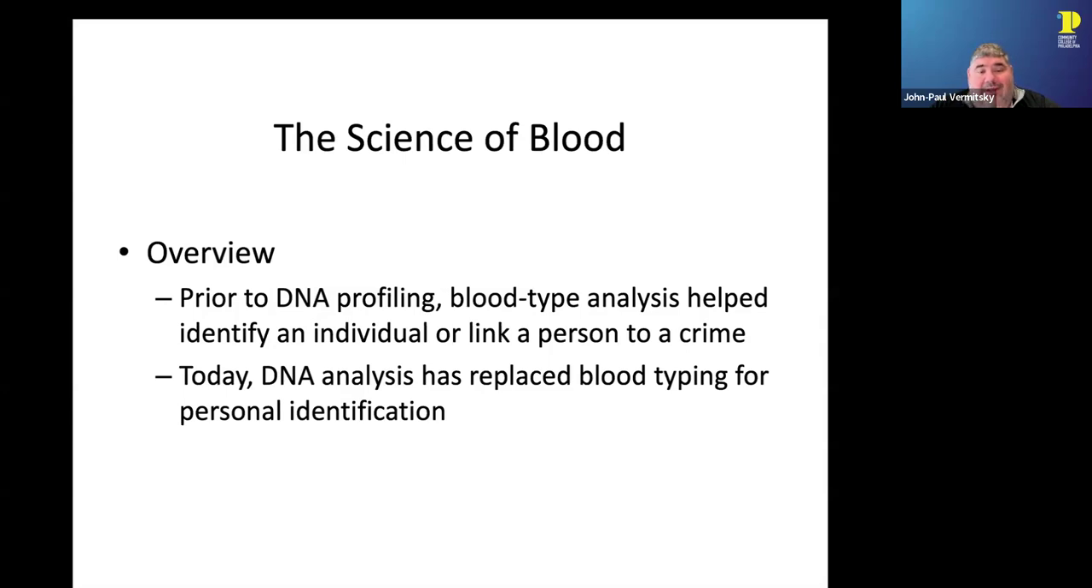Okay. Today, we do DNA profiling, which means we look at the DNA analysis. DNA is very unique to an individual. So if there is blood that is found in a crime scene, if they are able to isolate DNA from that blood, that is pretty much an absolute tie to an individual if it is a match. So today, DNA analysis has replaced blood typing for personal identifications.